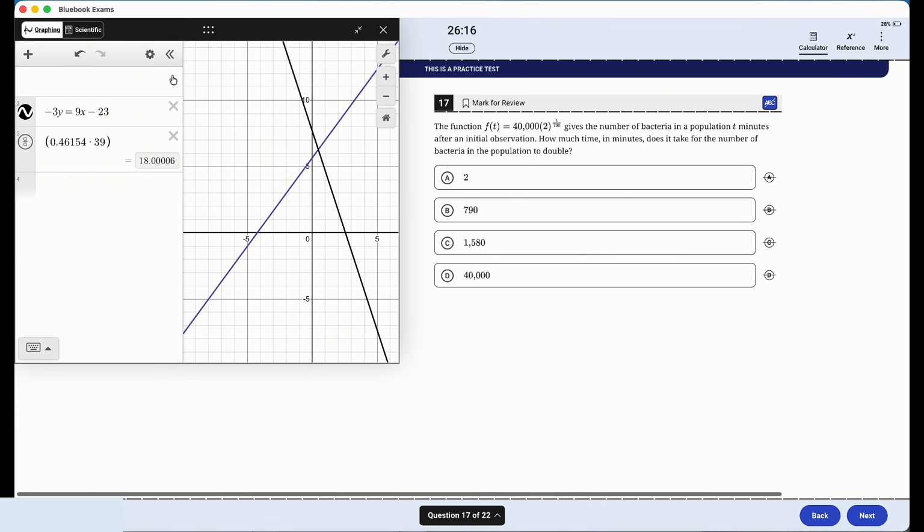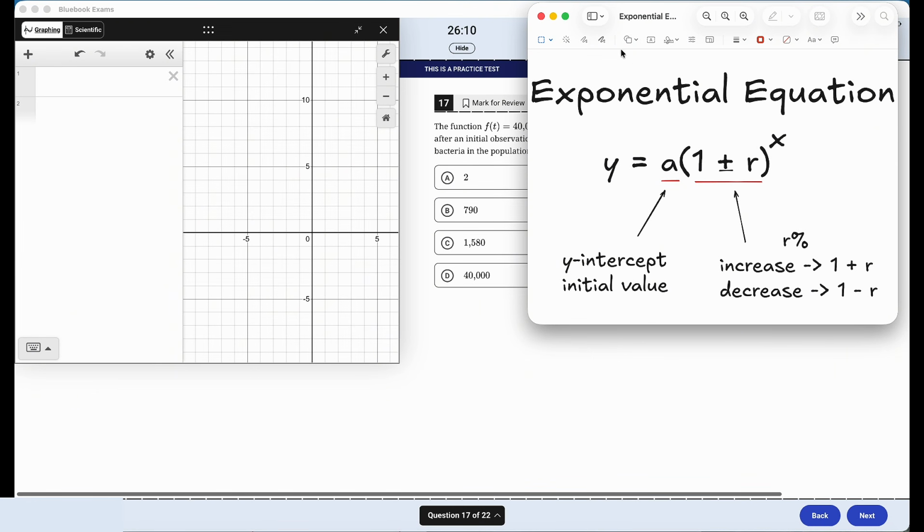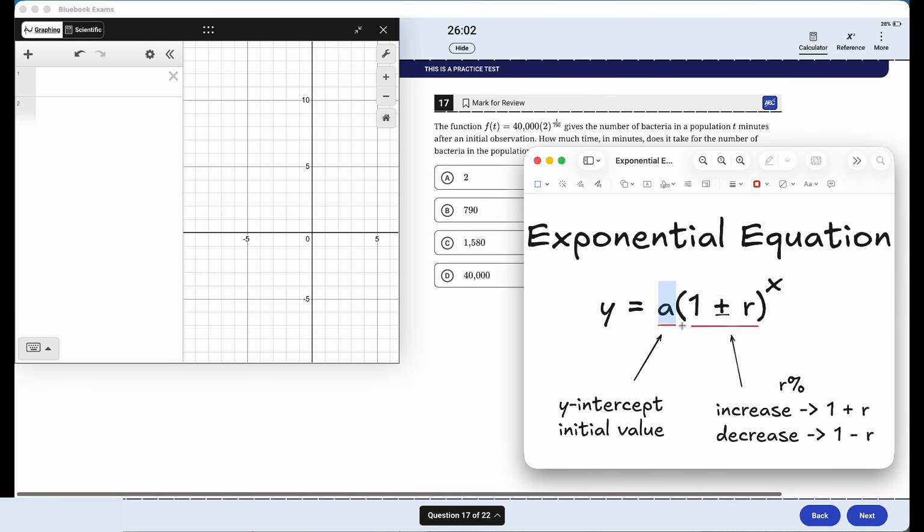Next one, we have this equation. It's an exponential equation, right? So with an exponential equation, here it is. We'll see this a bunch, right? Remember, we're going to write it like this. There's 2 parts to it, basically. There's the number out front, which in this case is the 40,000. That's the initial value, right? It's the y-intercept when it's written like this. And there's a number inside the parentheses. That has to do with your increase or decrease. So here, that's a 2.